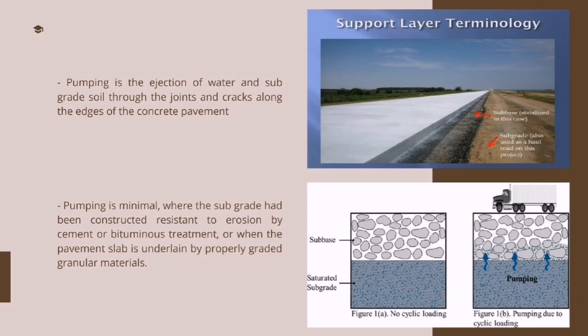Pumping is minimal where the subgrade has been constructed resistant to erosion by cement or bituminous treatment, or when the pavement slab is underlain by properly graded granular materials. Despite the continued studies, research and experimental development made, there is no assurance of an effective means of excluding free water from the underpavement joints, cracks, and edges. So far, the use of undercourses with drainage provision is being considered as the solution to prevent pumping.